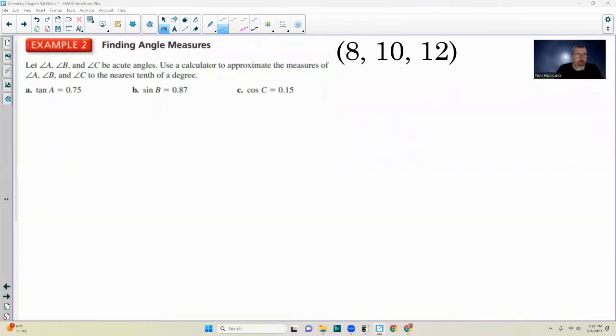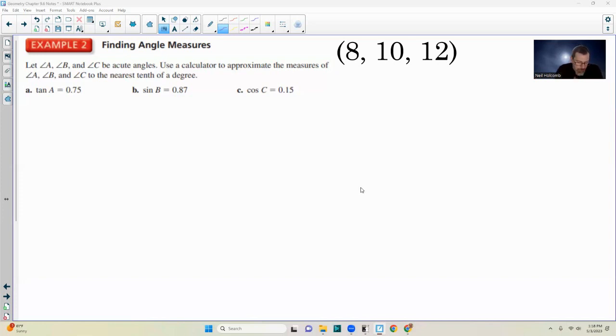All right, example 2, finding angle measures. Let angle A, angle B, and angle C be acute angles. Use a calculator to approximate the measures of angle A, angle B, and angle C to the nearest tenth of a degree. Okay, so back in the day before calculators, we used to have what were called trig tables. They're still available. Big Ideas also offers them. You can look at the trig tables, trigonometric ratio tables, if you will.